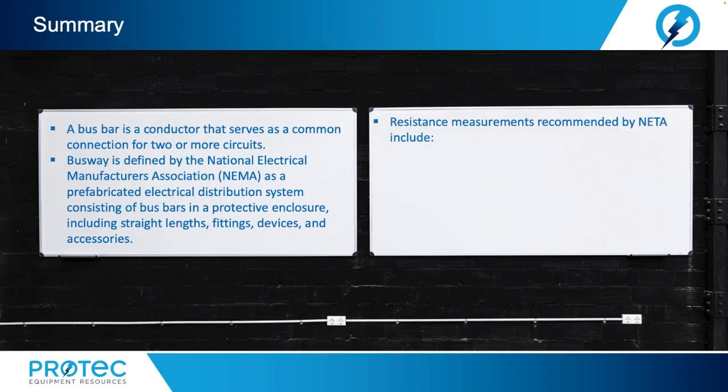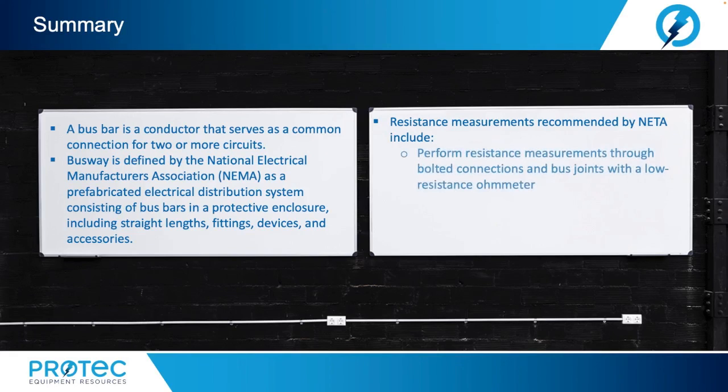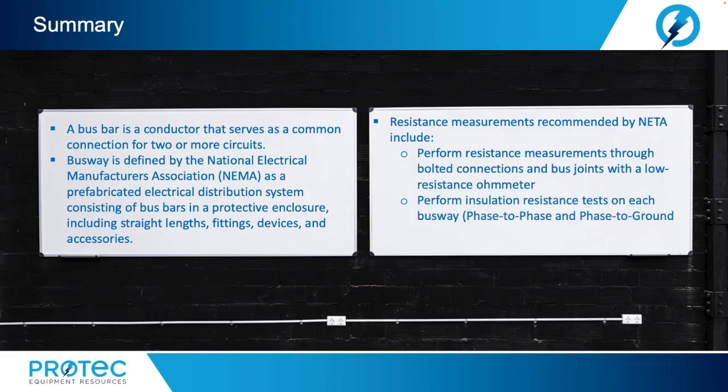Resistance measurements recommended by NETA include: perform resistance measurements through bolted connections and bus joints with a low resistance ohmmeter, also known as micro-ohmmeter, digital low resistance ohmmeter, DLRO, or also sometimes referred to as a ductor. Perform insulation resistance tests on each busway, phase to phase and phase to ground.